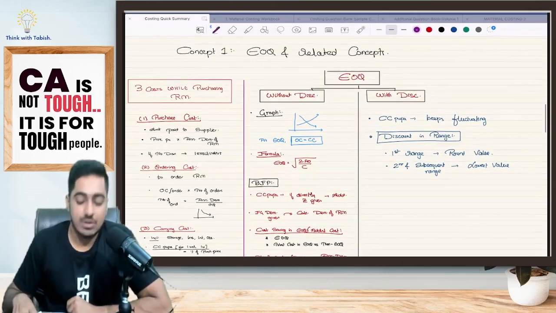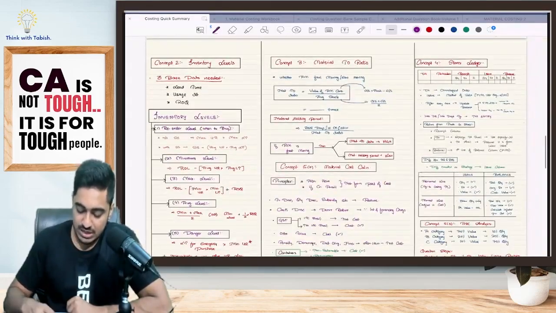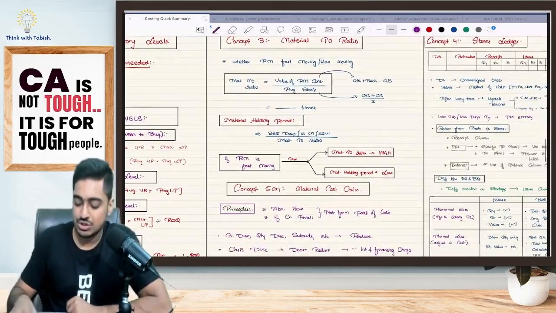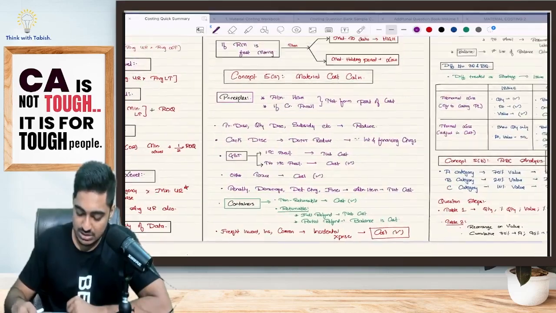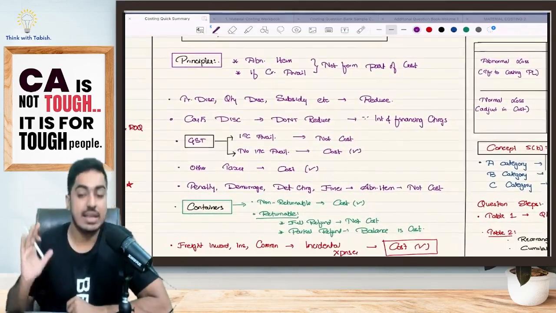We are discussing the material costing chapter. In that, EOQ is over, inventory levels is over, material turnover ratio is over, stores ledger is over, ABC analysis is over. We have one final concept, which is material cost calculation.